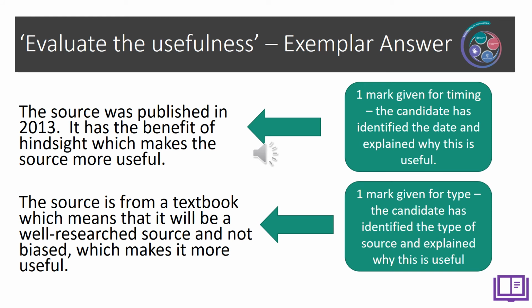The second part of the answer, the source is from a textbook, which means it will be well researched and not biased, which makes it more useful. 1 mark here was also given for type. In the answer, we can see the type of source and an explanation on why this is useful.